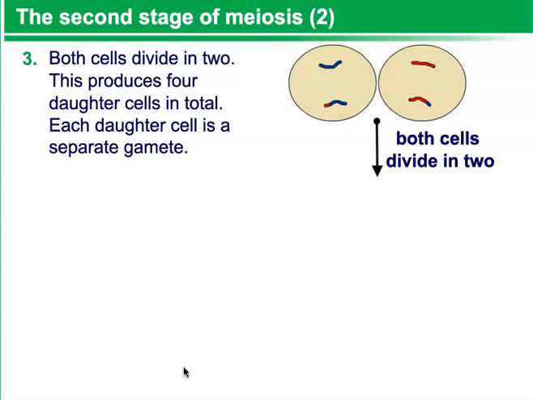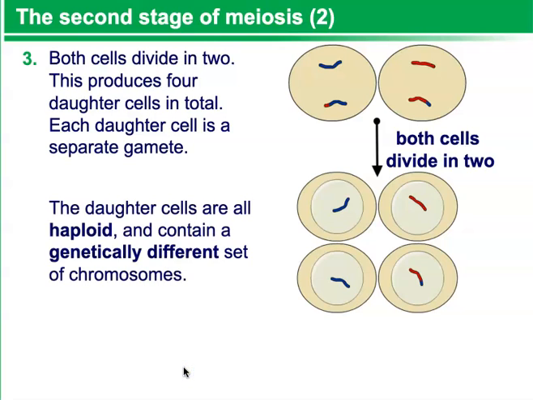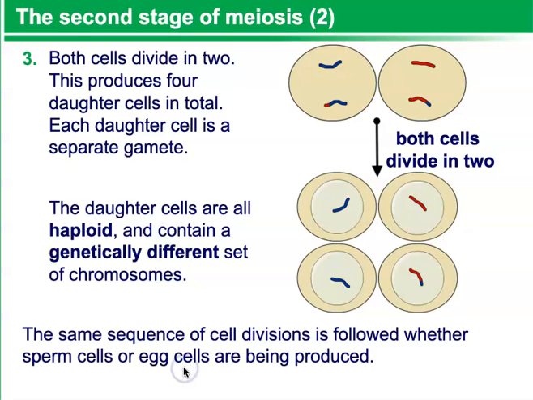This produces 4 daughter cells in total. Each daughter cell is a separate gamete. The daughter cells are all haploid and contain a genetically different set of chromosomes. The same sequence of cell divisions is followed whether sperm cells are produced or egg cells are produced.